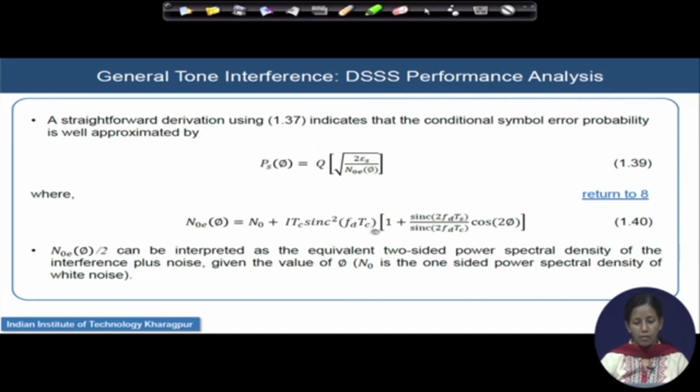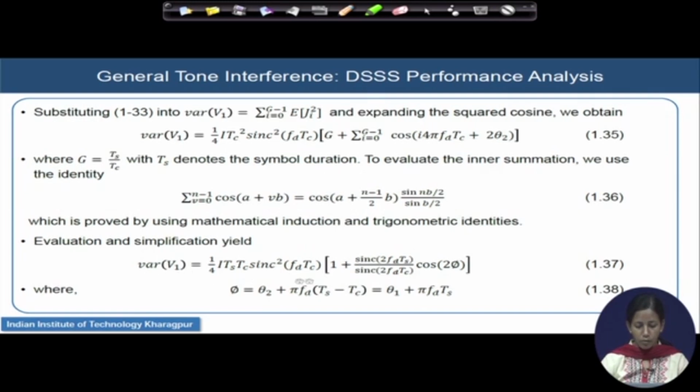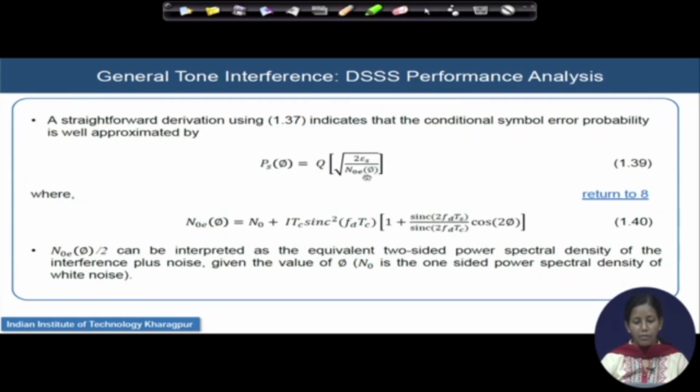A straightforward derivation gives the conditional error probability as a Q function, where the symbol energy by the total noise power spectral density is given. If we utilize equation 1.37, where we ended up with the computation of the variance from the jamming signal, and substitute, we get an expression of the power spectral density contributed by the combined effect of the noise as well as the jamming signal. This is given by N0E, which can be expressed like this, where N0 is the one sided power spectral density of noise and N0E is the combined one sided power spectral density of the noise as well as the jamming signal. This equation is straightforwardly carried forward from equation 1.37.